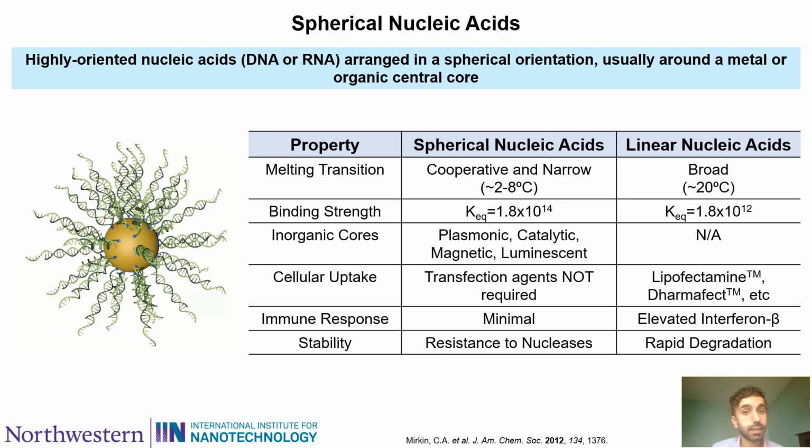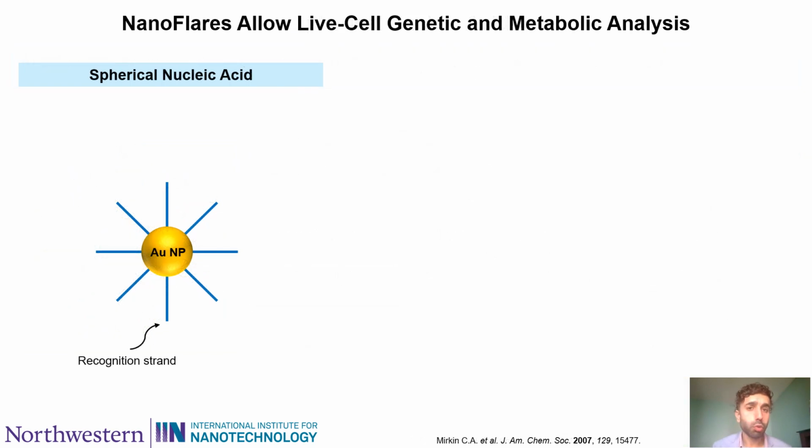But from the standpoint of designing sensors, we know that the name of the game is sensitivity and specificity. It turns out that these structures actually bind their complements two orders of magnitude more strongly than their linear cousins do. It also turns out that these structures exhibit cooperative and narrow melting transitions. What this means is that you can start to distinguish between targets that look a lot like one another, say targets that may have a single nucleotide mismatch. This speaks to specificity. But then the question becomes, how do you take one of these structures and make them into a probe? Now what we're going to do is start with a normal SNA, a gold nanoparticle functionalized with DNA.